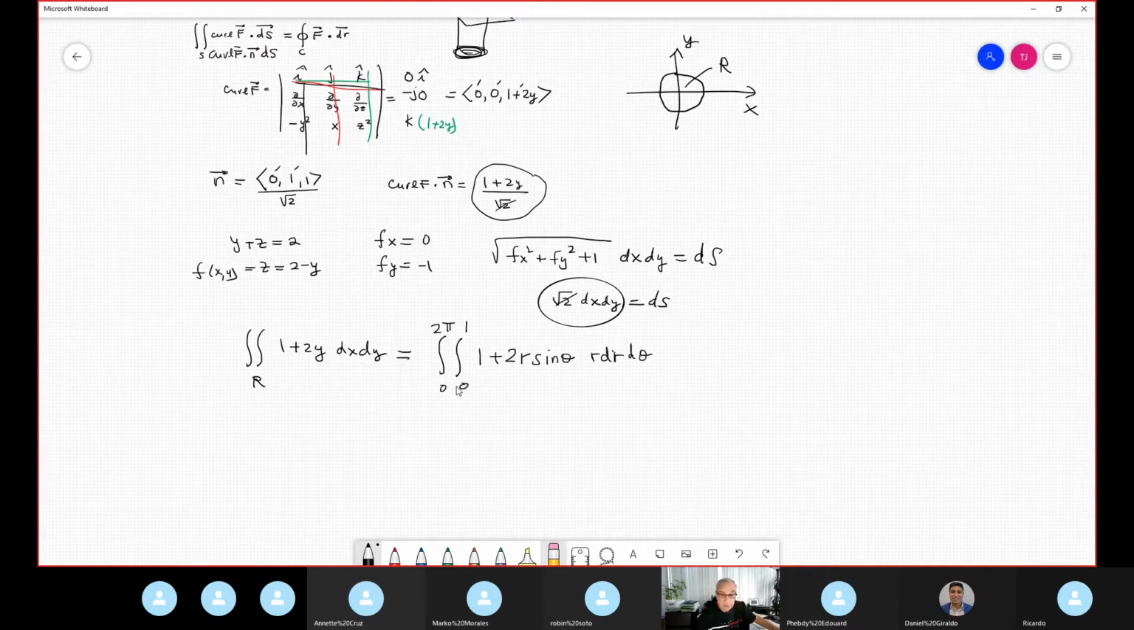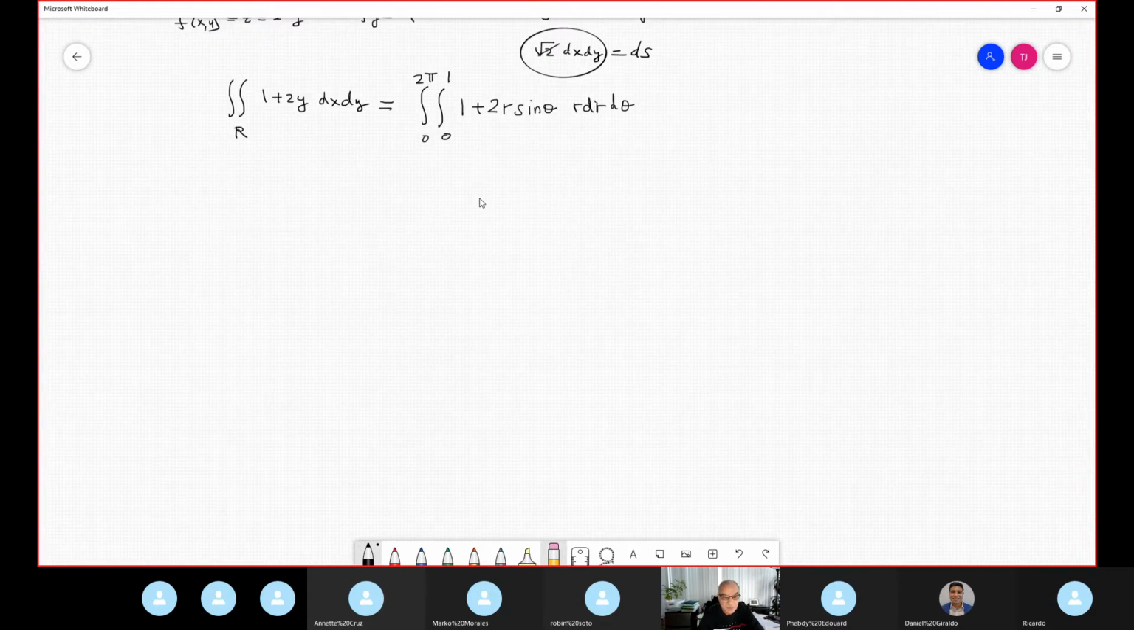Okay, super. Now multiplication by R. So we have a double integral from 0 to pi. You can separate. You multiply. This is R plus 2R squared sine theta d theta.